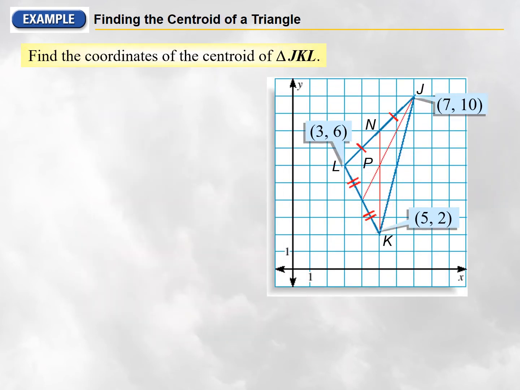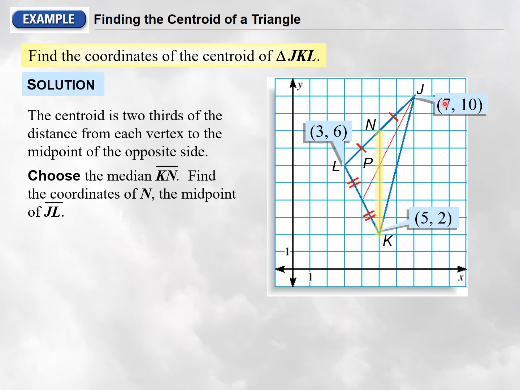Find the coordinates of the centroid of triangle JKL. They already provided the coordinates. J is (7, 10), K is (5, 2), L is (3, 6). The centroid is 2/3 of the distance from each vertex to the midpoint of the opposite side. So we are choosing the median KN, so we can find the coordinates of N.